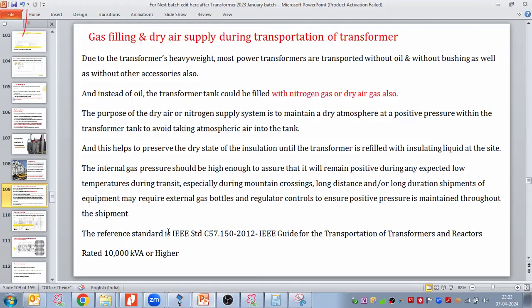The reference standard is IEEE standard C57.150, 2012 is the year. IEEE guide for the transportation of transformers and reactors rated 10 MVA or higher. So if you require any further information, you may please look for this IEEE standard as well, which is the guide for the transportation of the transformer.